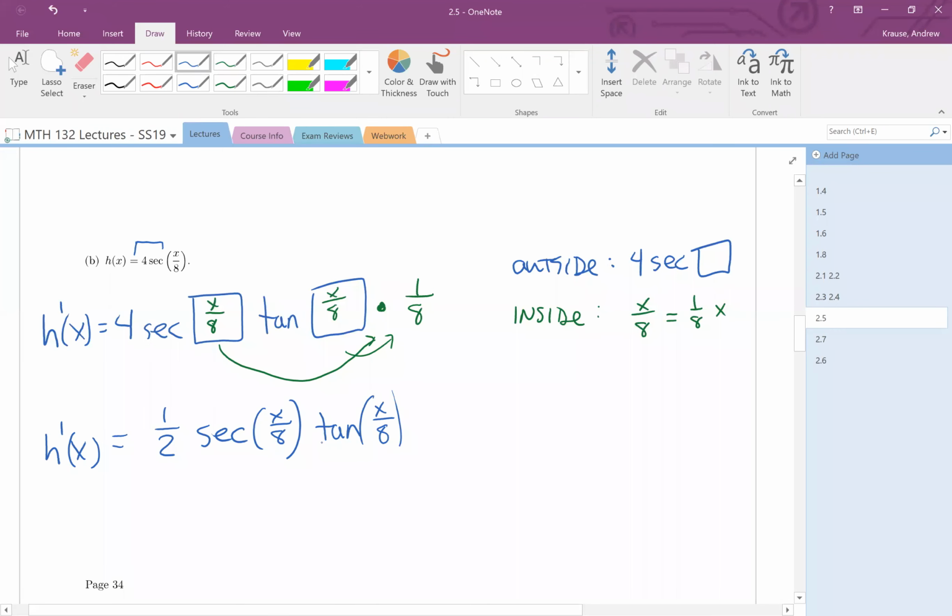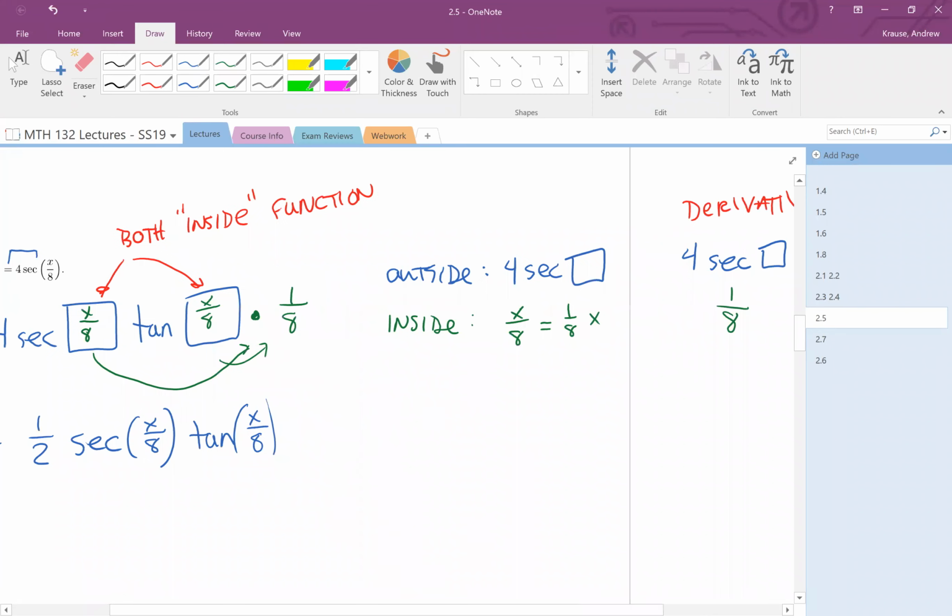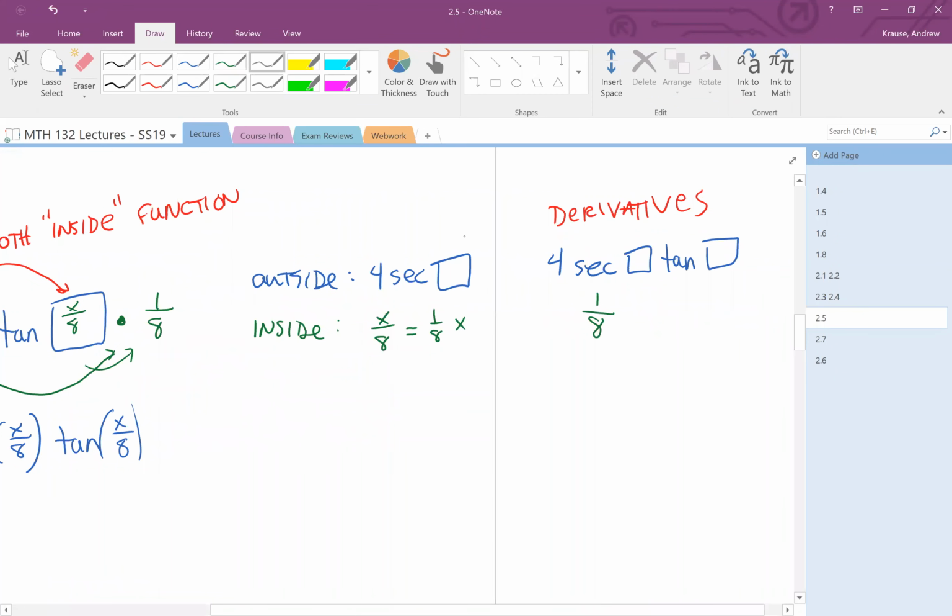So the trickiest thing about this problem is that this x over 8 thing doubled. Because that is still the inside function, and it's just because secant over here has a really weird derivative where the argument, that's the thing that you're plugging into the function, it gets repeated in the derivative of secant. It's kind of a unique function in that sense.